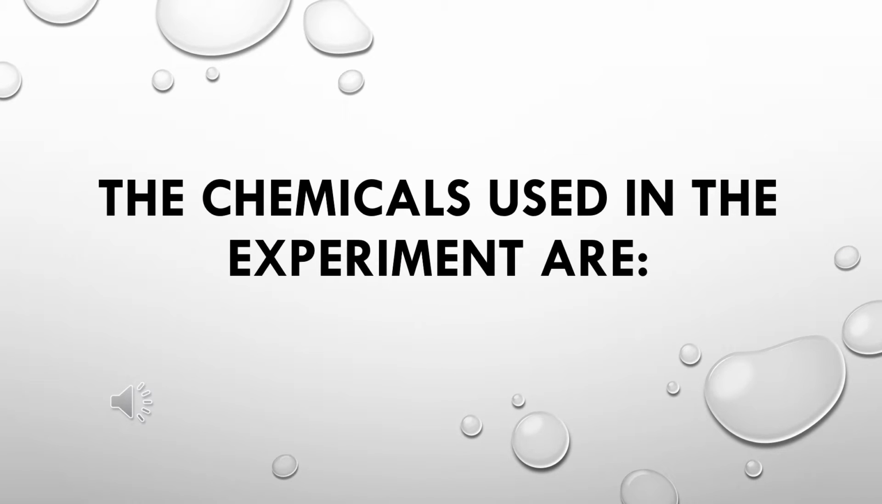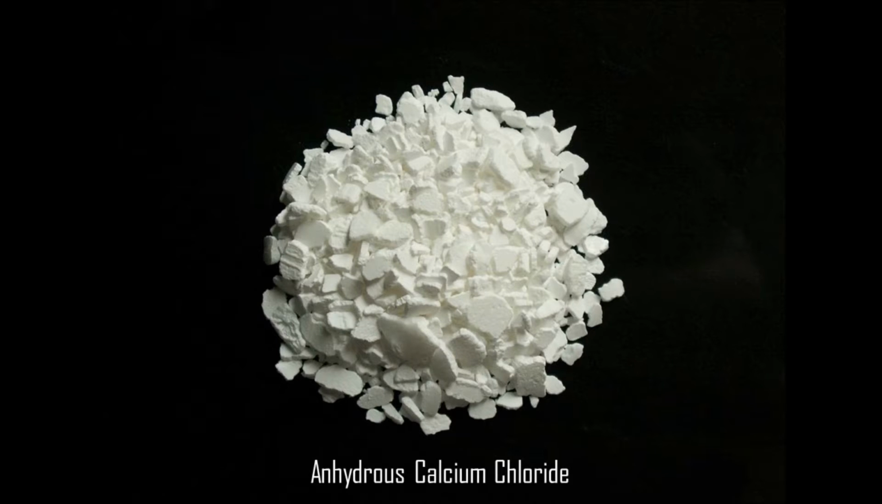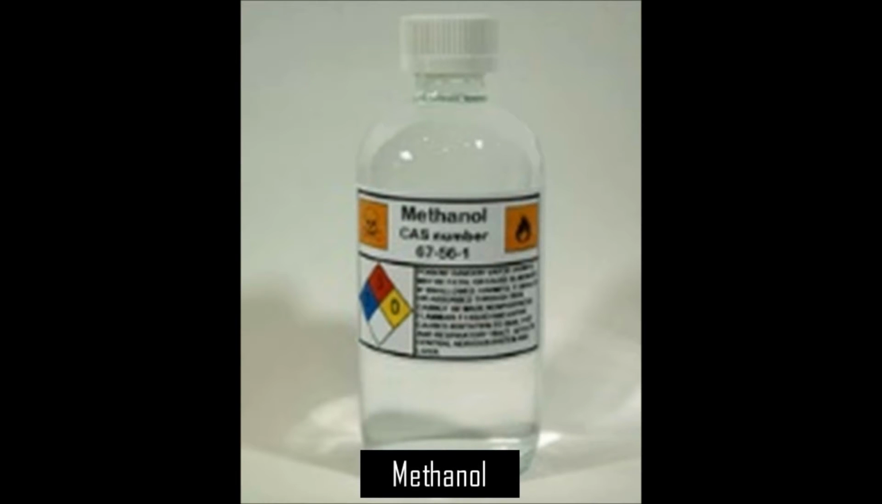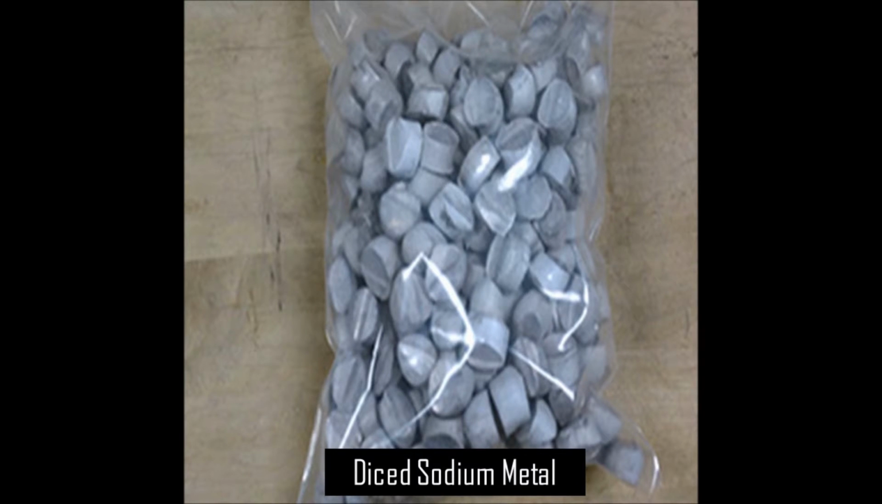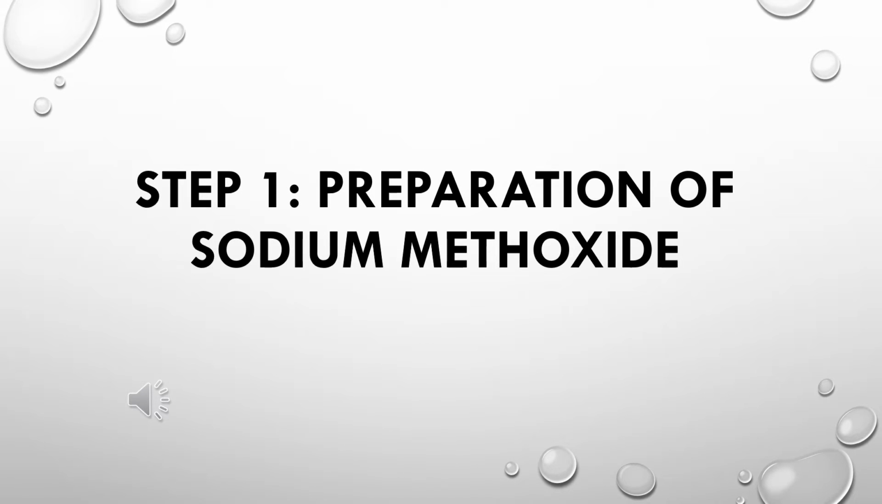The chemicals used in the experiments are 5.5 grams of 1-bromobutane, 8 grams of anhydrous calcium chloride, 3 grams of 25% aqueous calcium chloride, 40 ml of methanol, 1.4 grams of sodium metal. Experimentation. Step 1. Preparation of sodium methoxide.